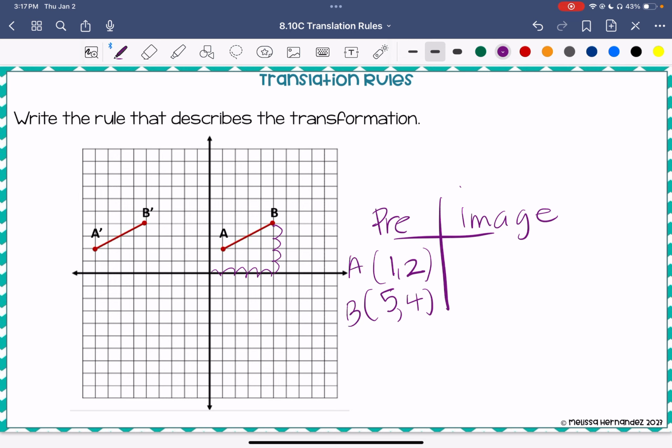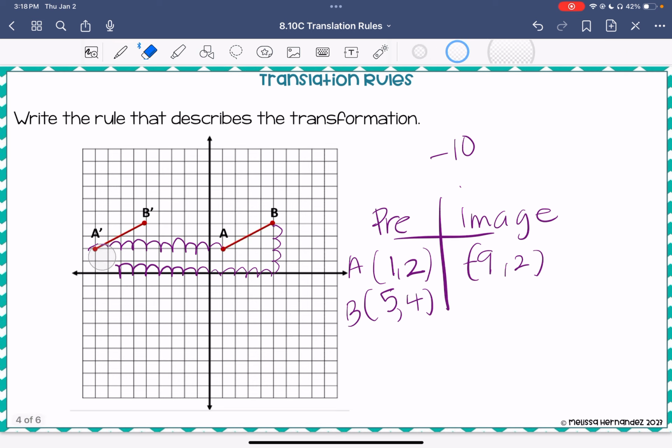So now, where did the B end up, and where did the A end up? 1, 2, 3, 4, 5, 6, 7, 8, 9, 10. So it moved 10. So that means it's -9. And the reason I got that is 1, 2, 3, 4, 5, 6, 7, 8, 9. If you notice, the Y values did not change.